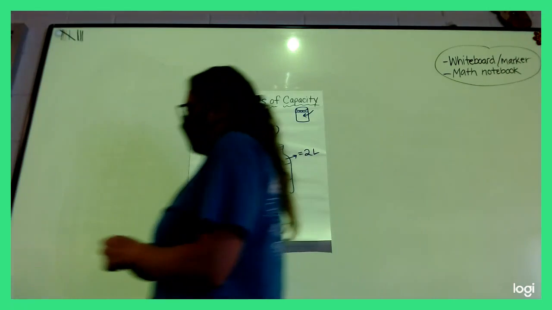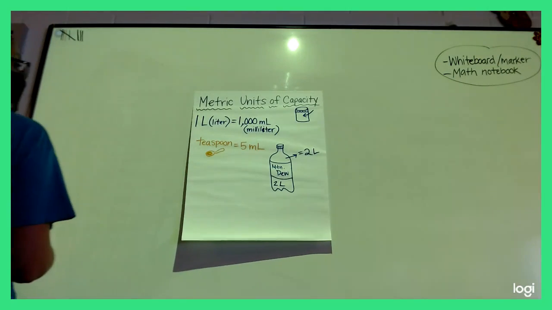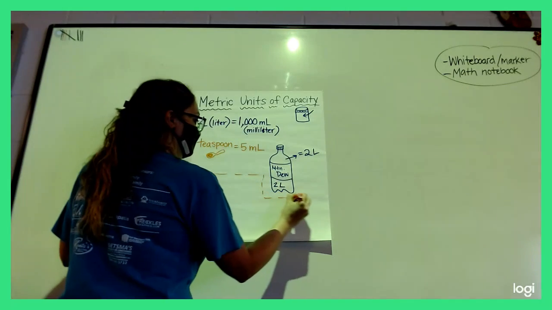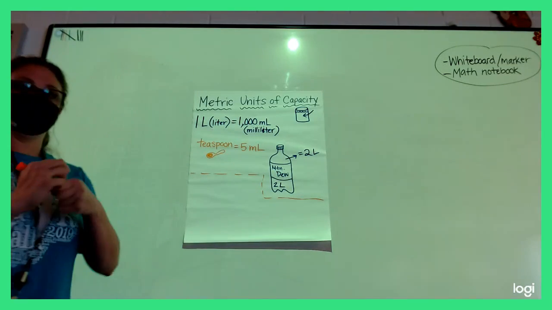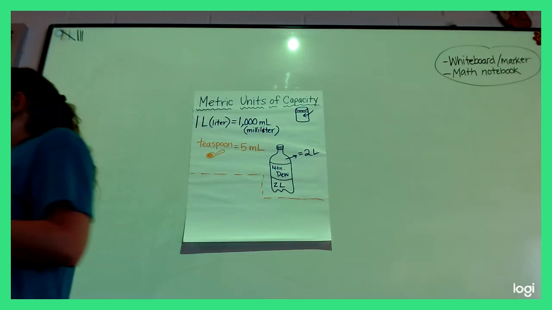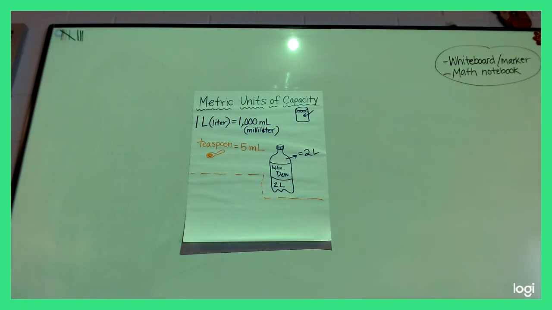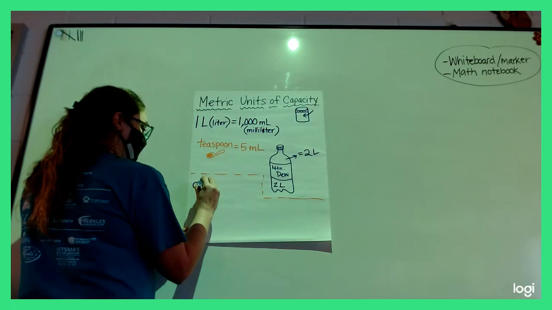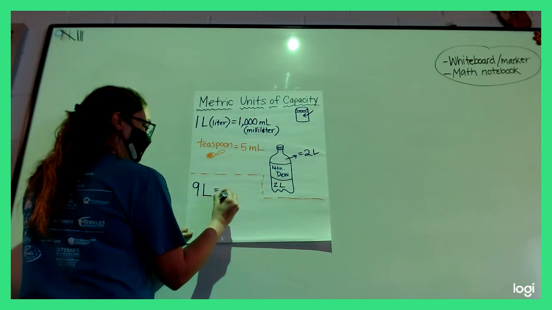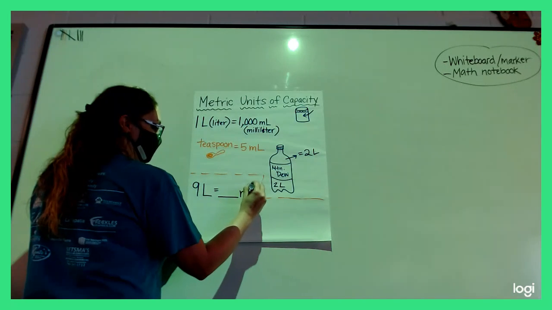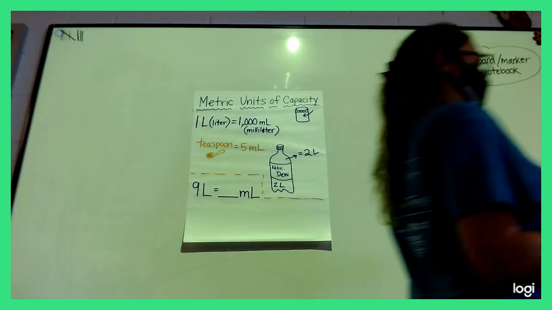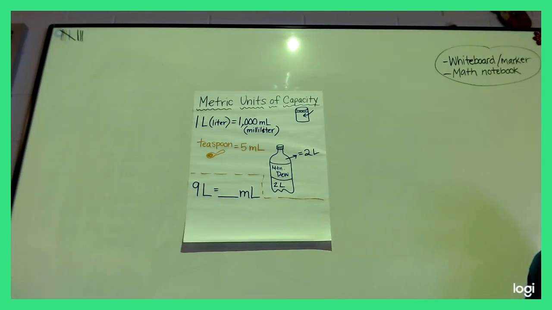All right, let's do one example down at the bottom. I am going to kind of separate this part. We will put an example down here in your notes. All right, so first thing, if I have 9 liters, I want to know how many milliliters I have. So before everyone starts working ahead, I don't want anyone just telling me the answer. We're going to walk through it.